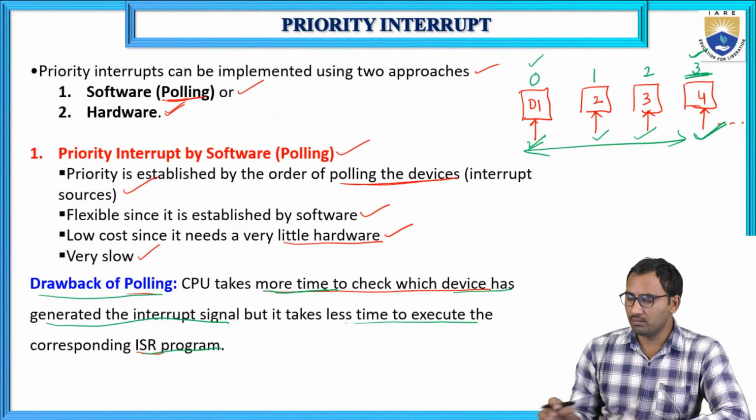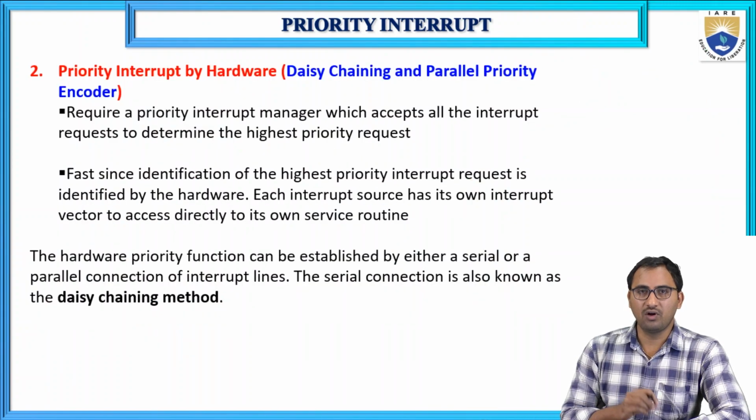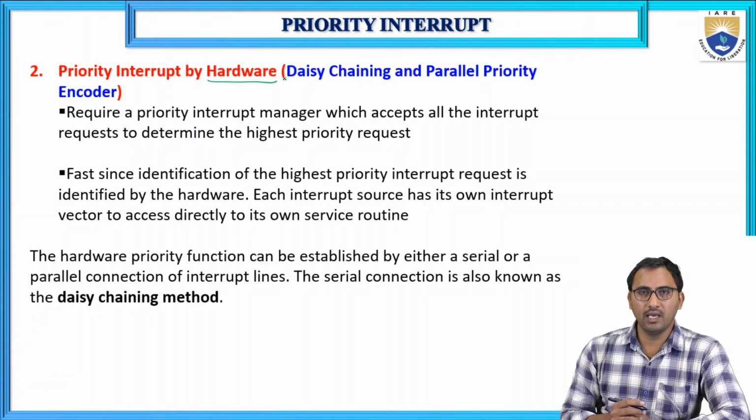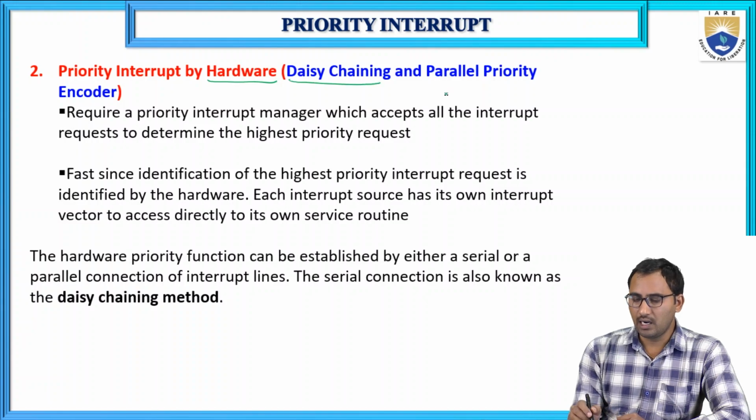So in order to overcome this problem in the software interrupt, we go for the hardware. Okay, so priority interrupt by hardware. Here we have two methods, two approaches: one is daisy chaining and another one is the parallel priority encoder. Using these two methods, we can overcome the drawback we faced in the software interrupt.